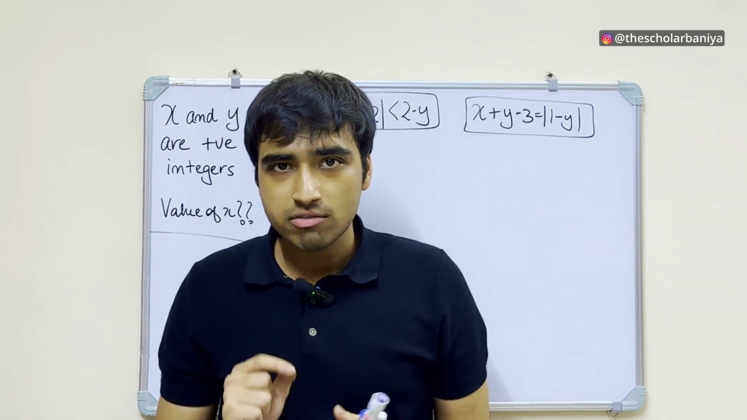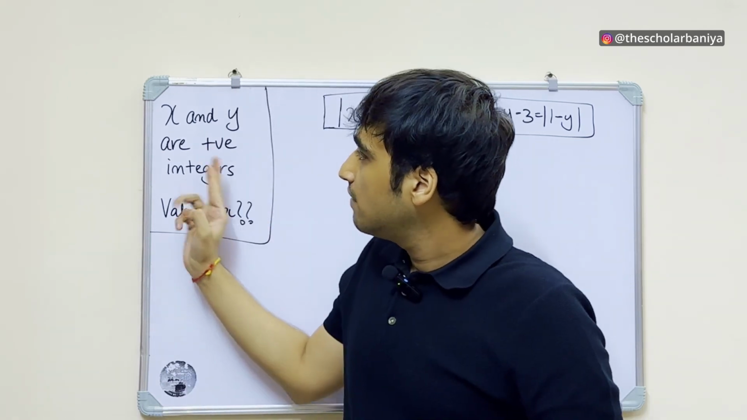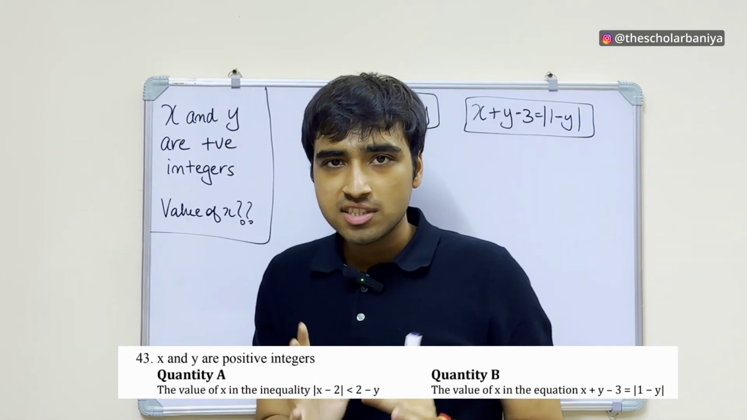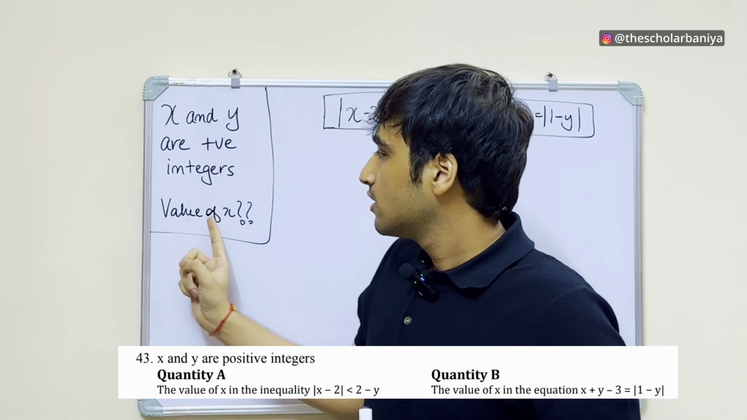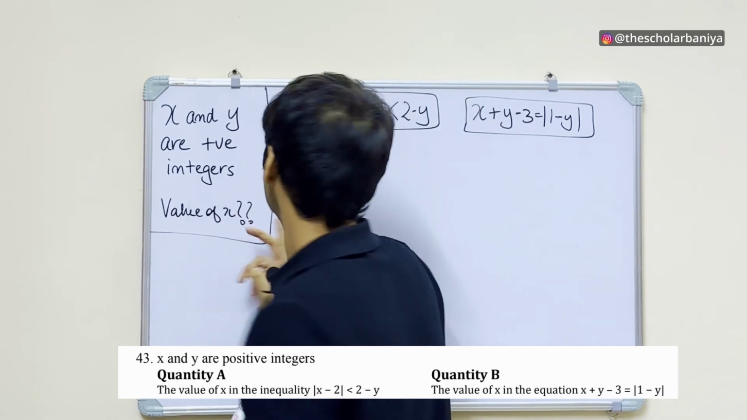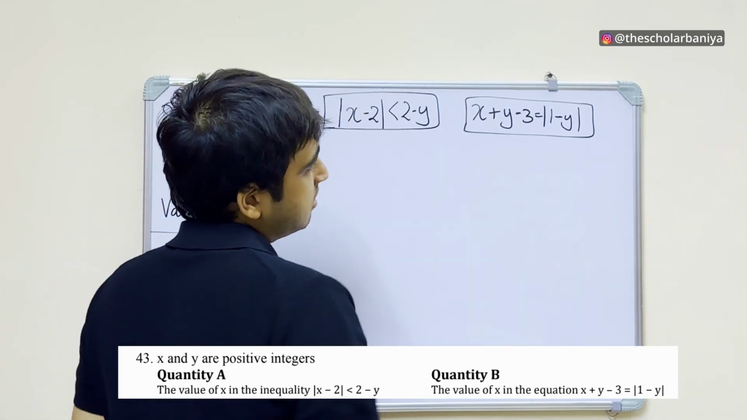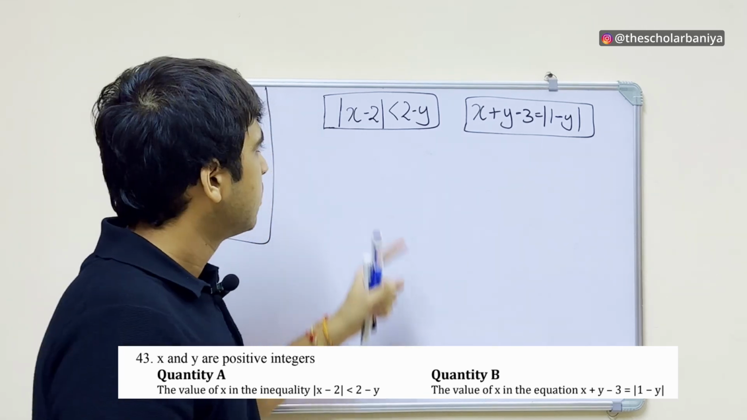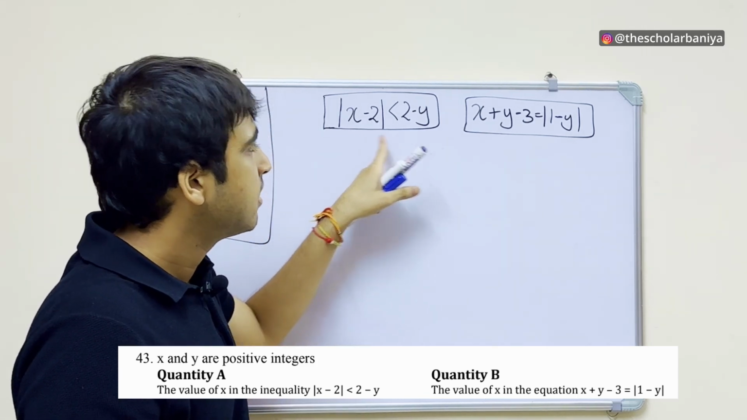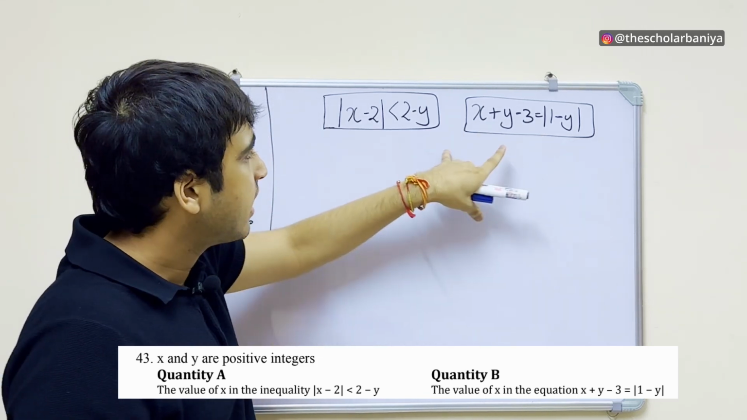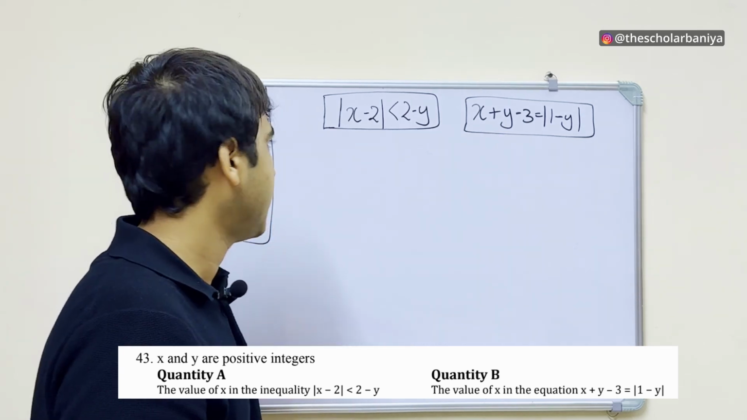So let's move on to the next question, guys. In this question, we are given that x and y are positive integers, right? And we have to find the value of x in this and in this, and we have to compare both of them. So we have to find the value of x in this, we have to find the value of x in this, and then we have to compare these two things, right?